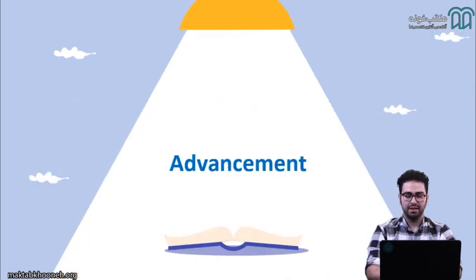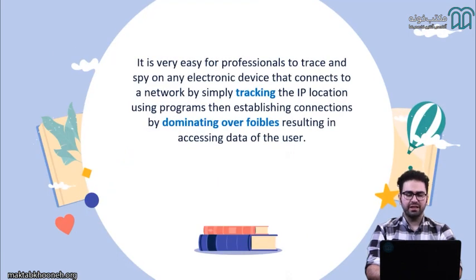Deprivation, advancement. Pay close attention to the spelling, don't write it wrong. It is very easy for professionals to trace and spy on electronic devices that connect to a network by simply tracking the IP location using programs, then establishing connections by dominating over foibles, resulting in accessing data of the user. This is the last slide here, pay close attention. Simply, tracking the IP location.